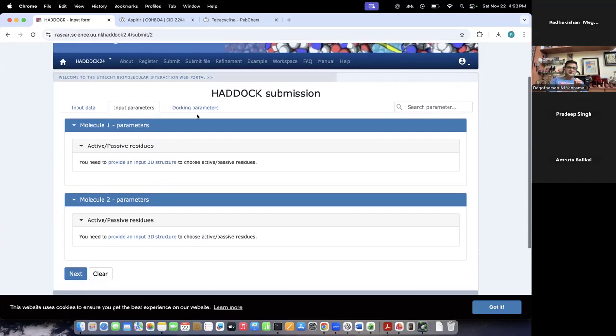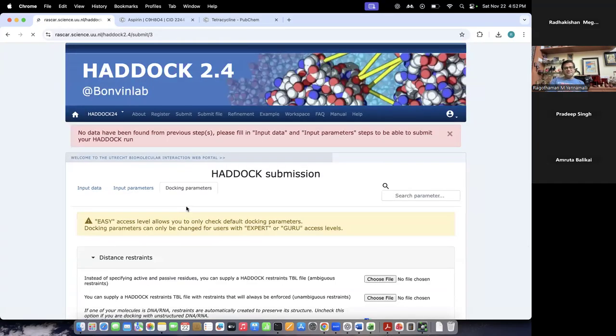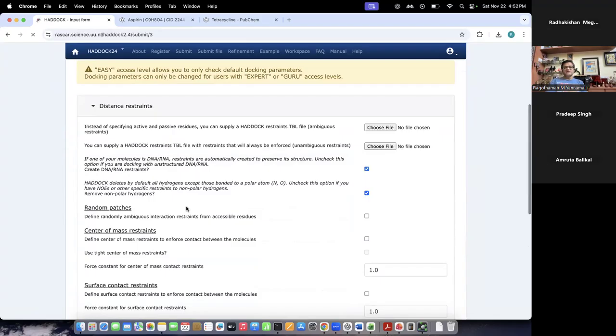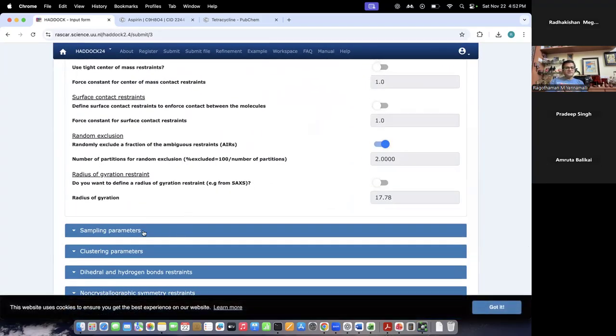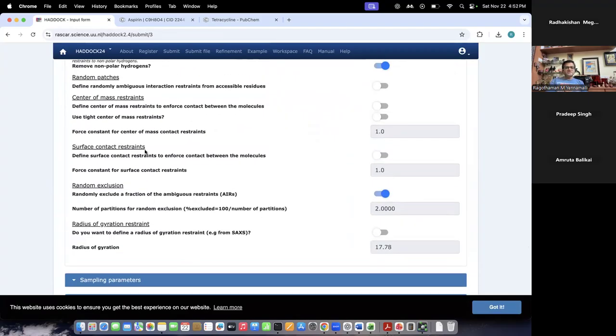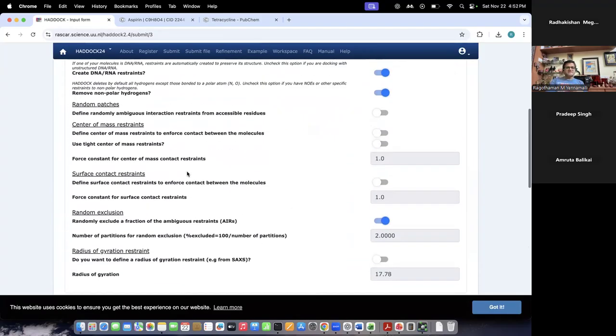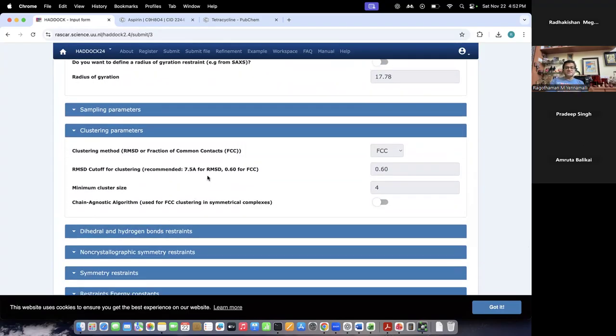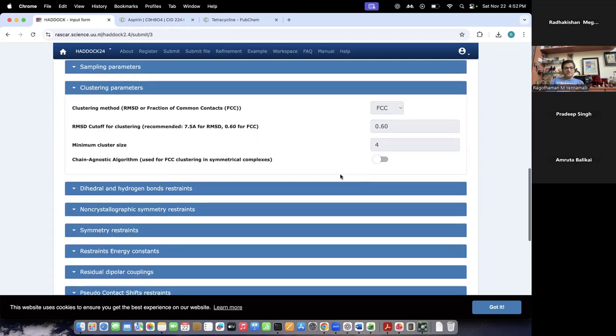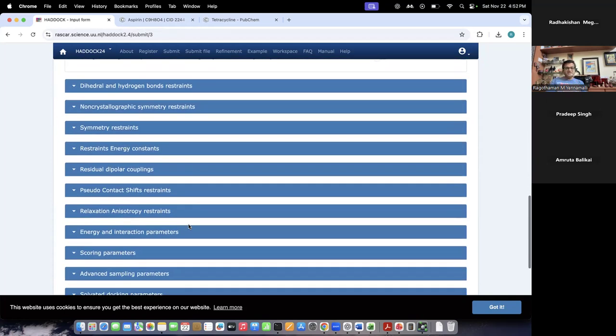And then once you have identified or declared it, there are a lot of parameters. What is the sampling parameter? What is the surface contact restraint? Then what is the clustering parameter? It also does the clustering based on common contacts, or you can do it based on RMSD. If you're doing it by RMSD, what is the cutoff for RMSD? You can play around with a lot more parameters here.